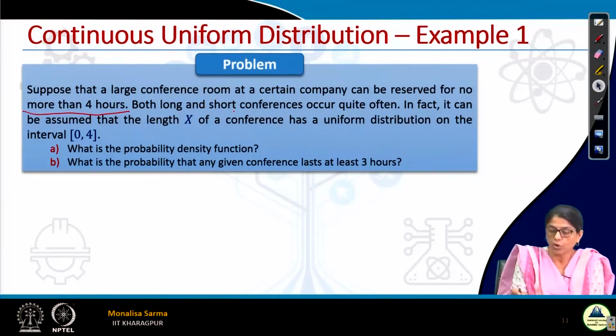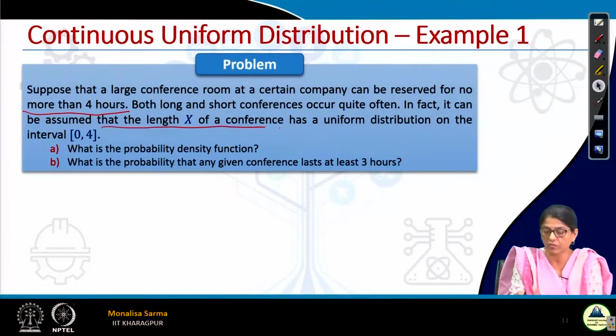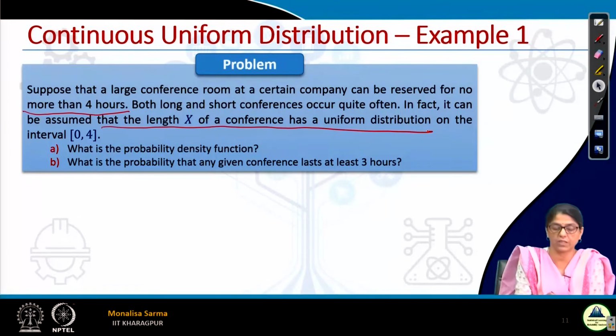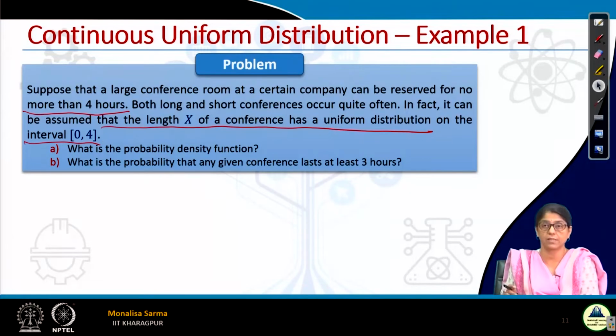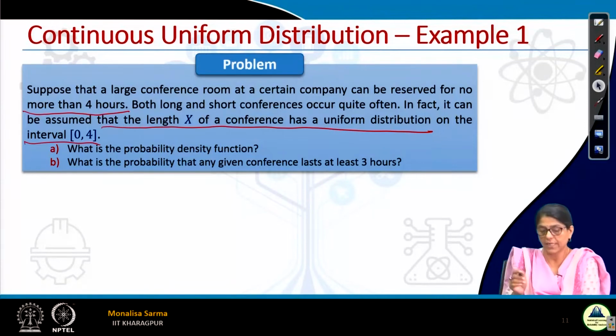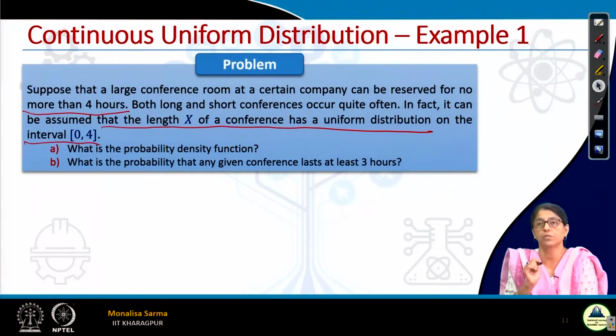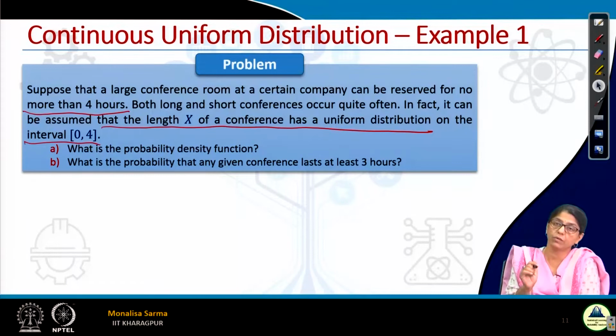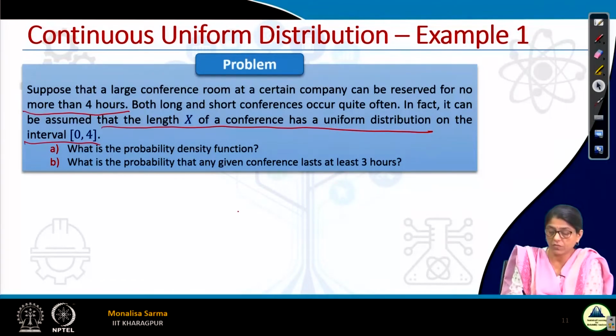So, both long and short conferences can occur quite often. In fact, it can be assumed that the length x of a conference has a uniform distribution on the interval 0 to 4. Here x is the random variable, uniformly distributed in the range 0 to 4. If x has a uniform distribution in the range 0 to 4, then what is the probability density function? That means, what is my f(x)? My f(x) is equal to 1 by 4, isn't it?